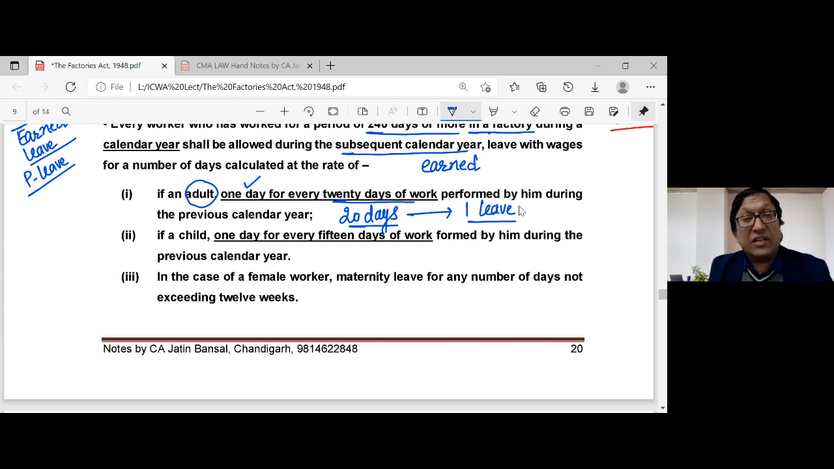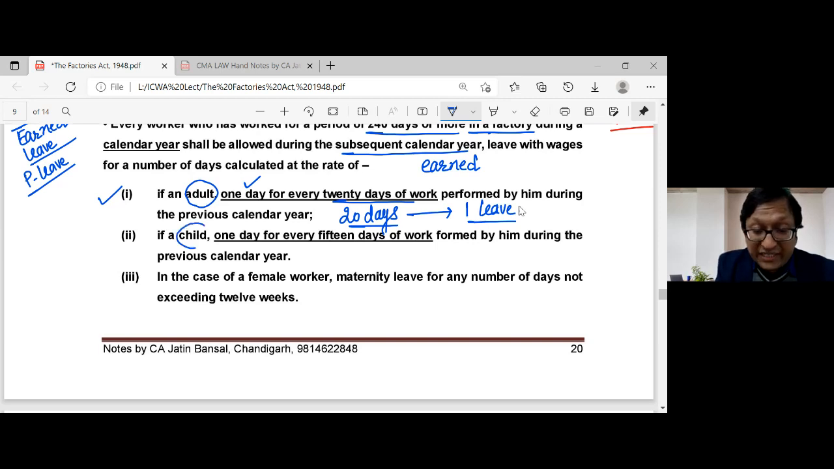Say a worker has worked for 300 days in a factory, then he will be getting 15 days leave for that. Okay, so don't write it in this manner like 15 days. Simply write it according to the law that if an adult person has worked, for every 20 days, the person will be getting 1 day leave.